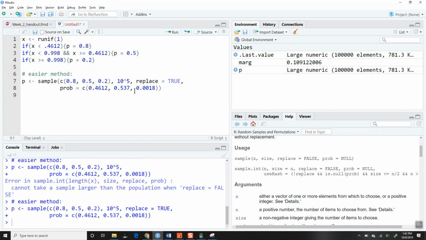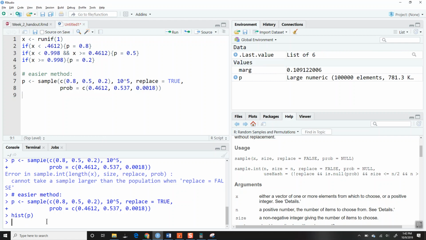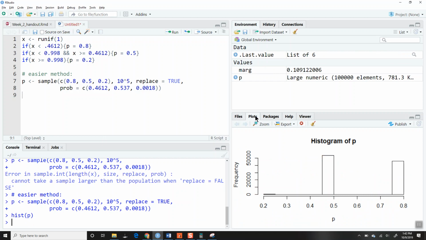Okay, I think it's worked. Let's just create a histogram of P. Did not work. Okay, that looks correct. All right, the easier method that I struggled with right here. I guess you have to include replace equals true and the vector of probabilities there.